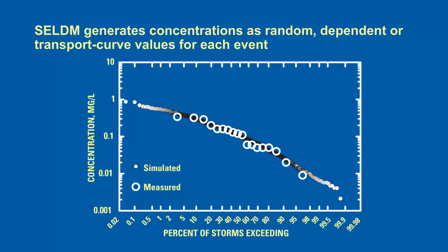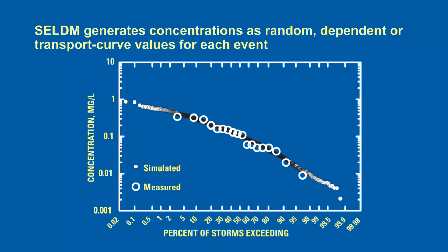SELDM generates the upstream and runoff concentrations as random, dependent, or transport curve values for each event. The concentrations are simulated from representative water quality statistics. In this case, the measured data are the large white rings and the simulated data are the small white circles. This graph shows concentrations of highway runoff on a logarithmic scale with a probability of exceedance on the horizontal scale. This graph shows how SELDM provides long-term, risk-based water quality information.